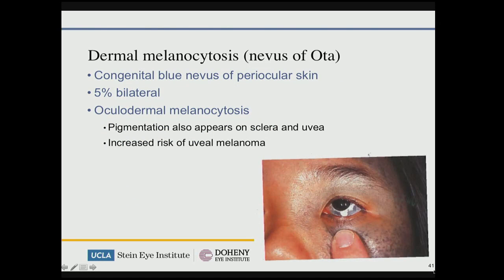The nevus of Ota is a congenital blue nevus of periocular skin, and about 5% of these are bilateral. It's associated with oculodermal melanocytosis, in which pigmentation also appears on the sclera and uvea. And as was mentioned yesterday, this carries an increased risk of uveal melanoma.